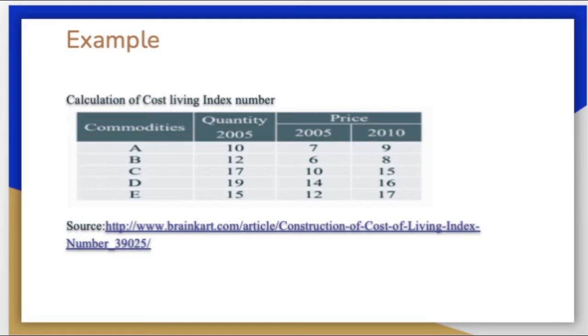The example for the construction of cost of living index number: you can see here there are 5 commodities, A, B, C, D, E, and the quantities purchased in 2005 are 10, 12, 17, 19 and 15 units. The price in 2005 is 7 rupees and in 2010 is 9 rupees, and like that for commodity E, in 2005 it is 12 rupees and in 2010 it is 17 rupees.